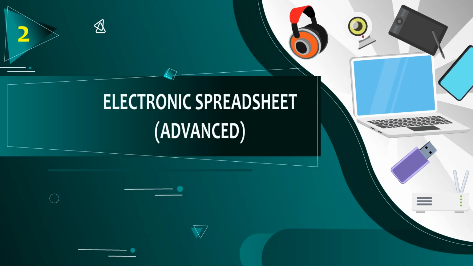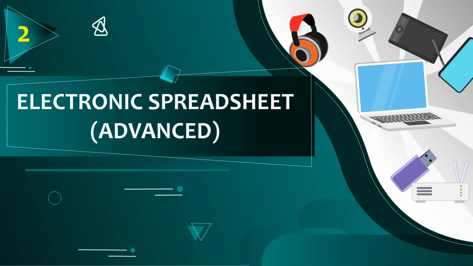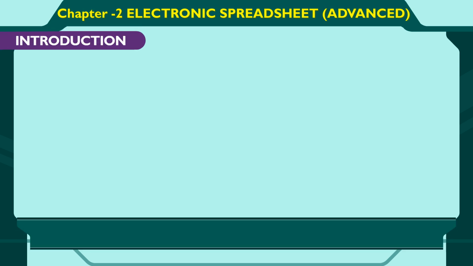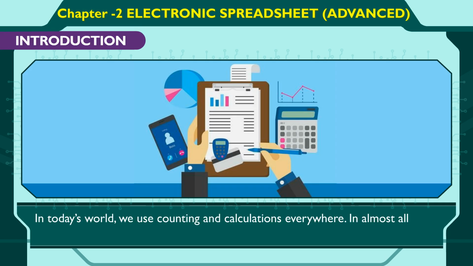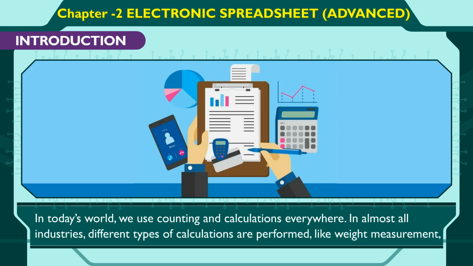Unit 2, Electronic Spreadsheet, Advanced. Introduction. In today's world, we use counting and calculations everywhere, in almost all industries.